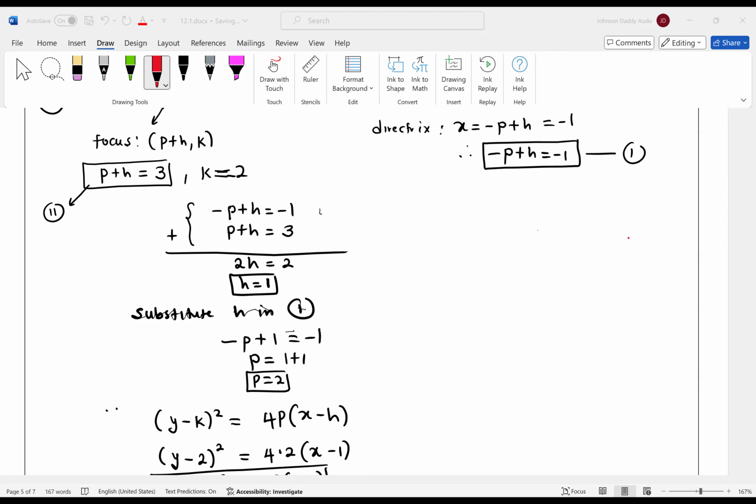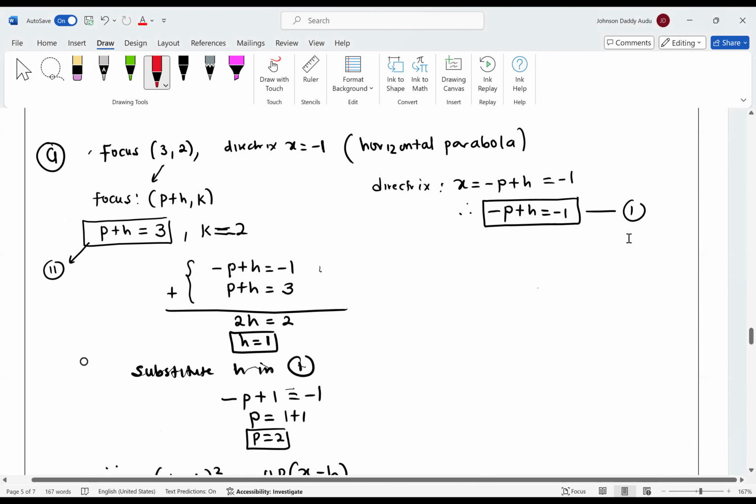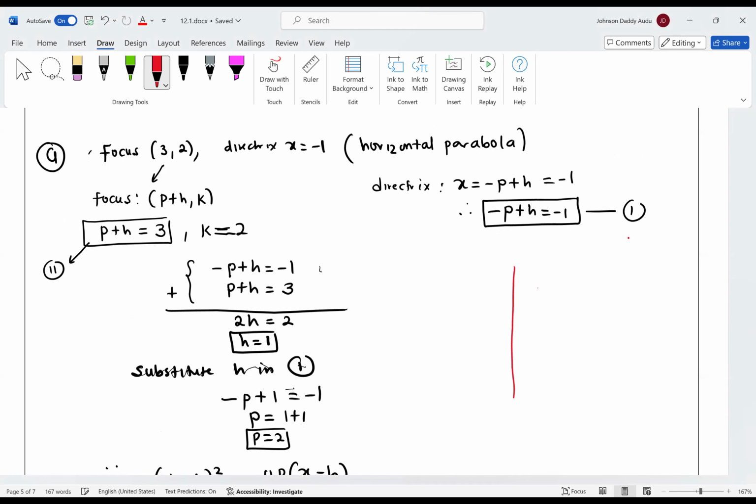There's a little bit of hanging, but I think it's fine now. What I was trying to say is you can solve this question without actually using the formulas. Because you are given the directrix, which is a vertical line at minus 1, so this is our directrix at x is equal to minus 1. And also we have the focus. The focus is 3 and 2. So the focus is somewhere in the first quadrant. Let's say this is 3 and this is 2. So this is our focus here.